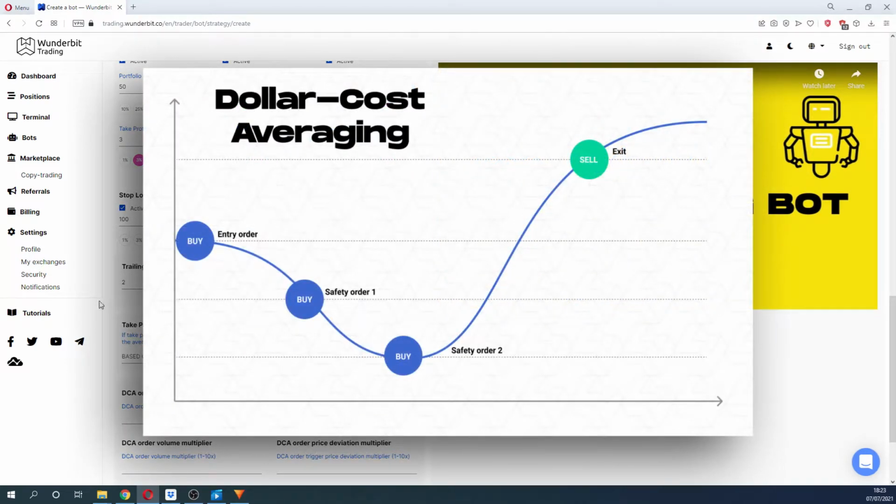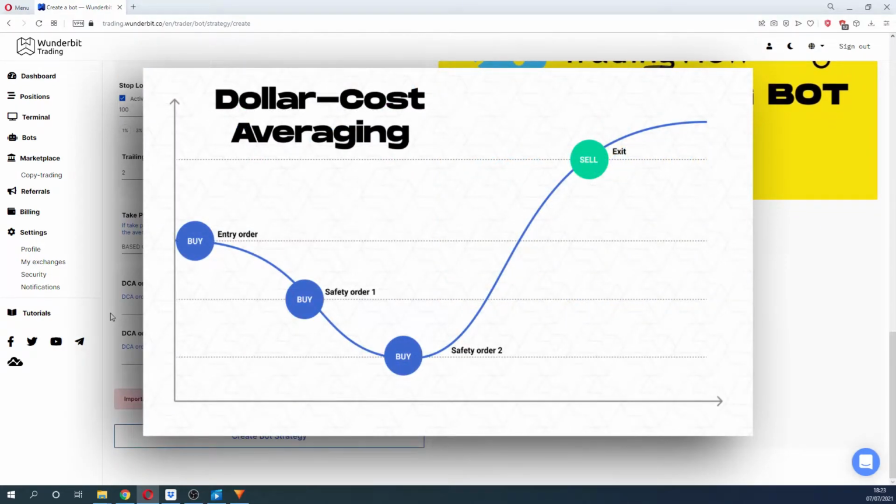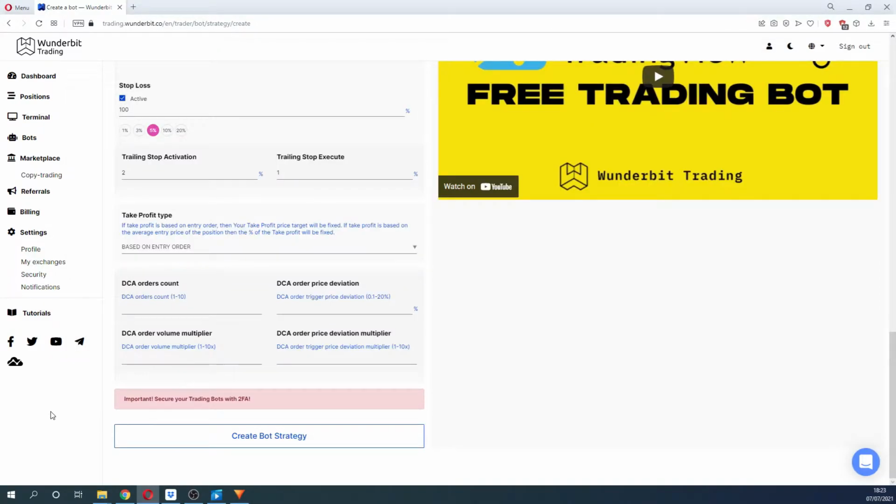DCA is the investment method in which you buy a certain portion of the asset after the determined price deviation. To use this feature, you need to set four parameters. Take profit starting point. The first thing that you need to select is the level from which the take profit target will be calculated. There are two options.